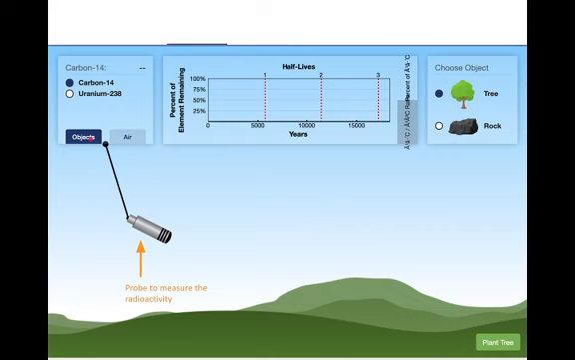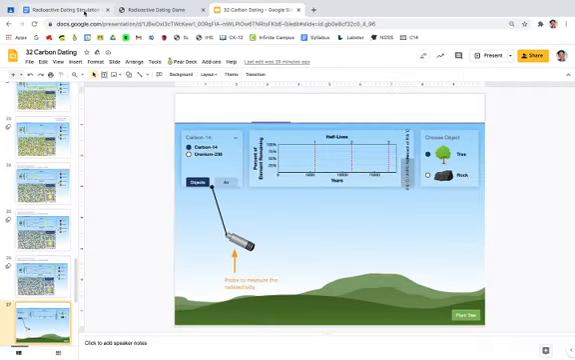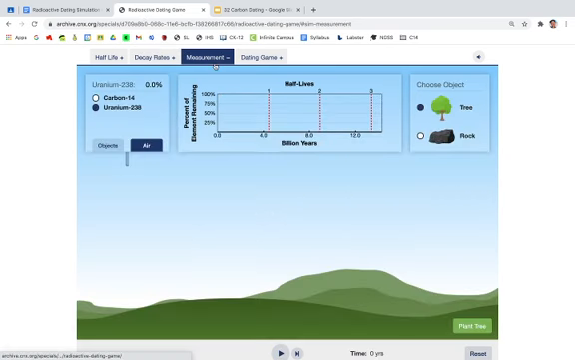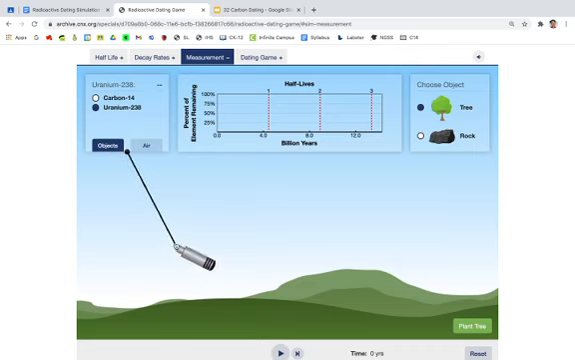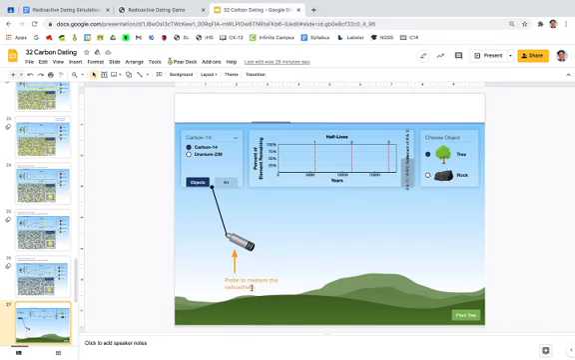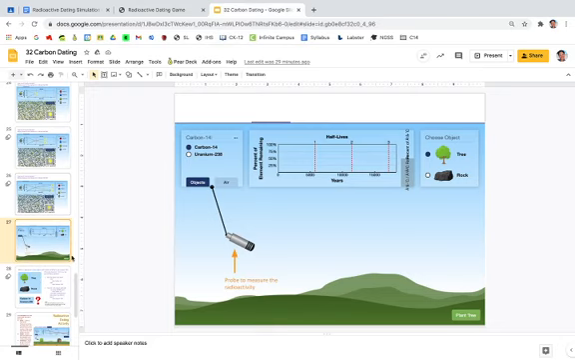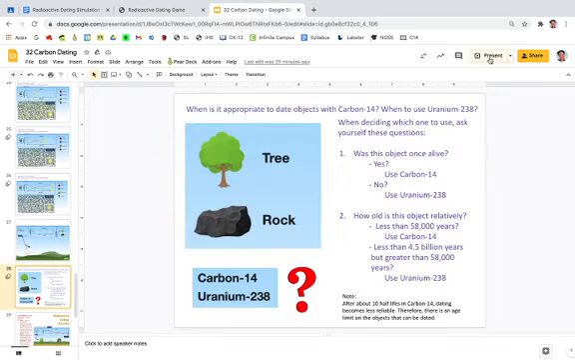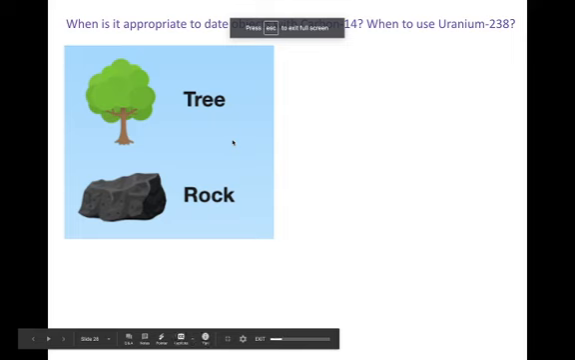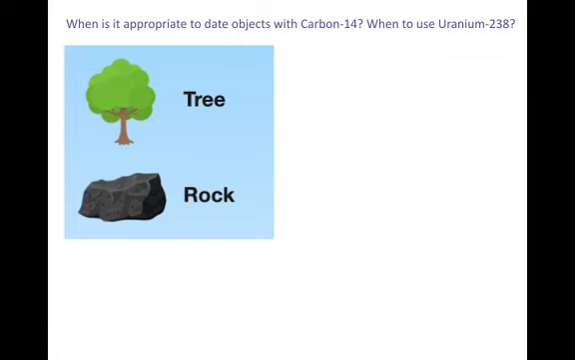Now let's move on to the second simulation, which is measurement. Okay, so we are measuring using this thing. It's called a probe, and it registers things. Okay, so that's the probe. It's used to measure radioactivity. Okay, so when is it appropriate to date objects with carbon-14? And when is it appropriate to use uranium-238?